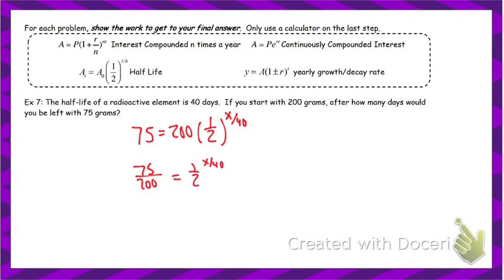And again, we're going to find the exact answer here without plugging this into our calculator. So we write this as a log. Log base 1/2 of 75 over 200 equals x over 40. So to get x by itself, I would multiply both sides by 40. So this would be your exact answer.